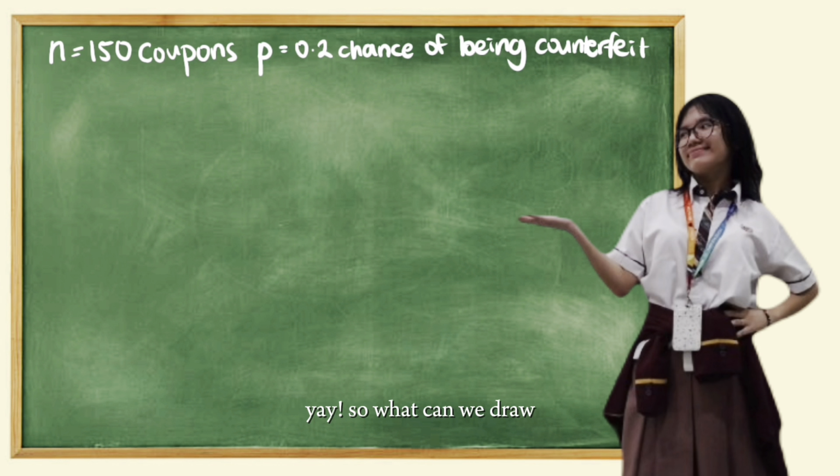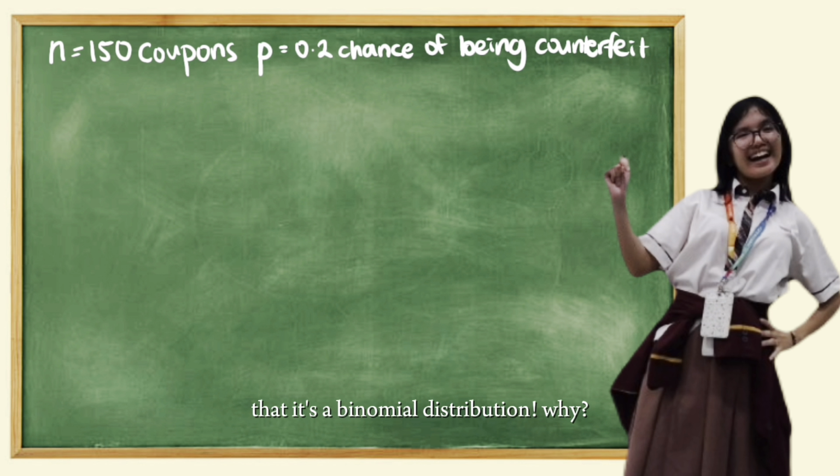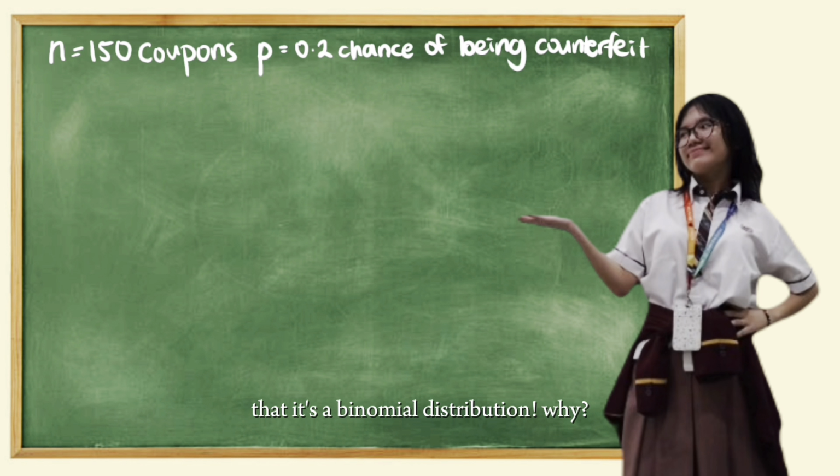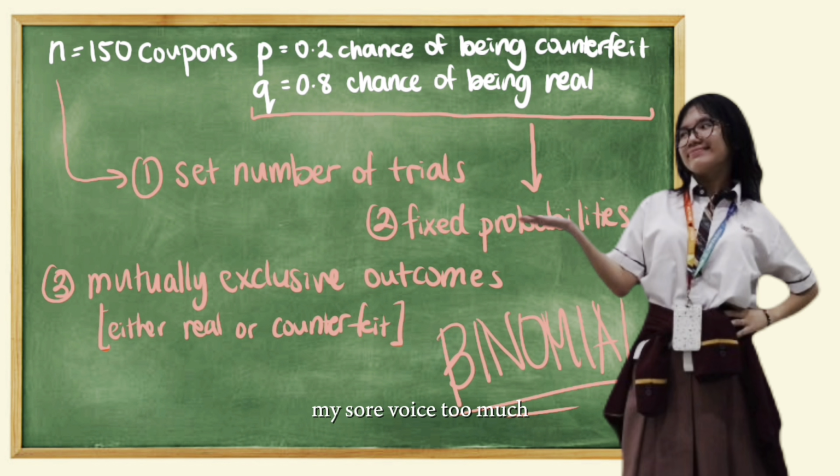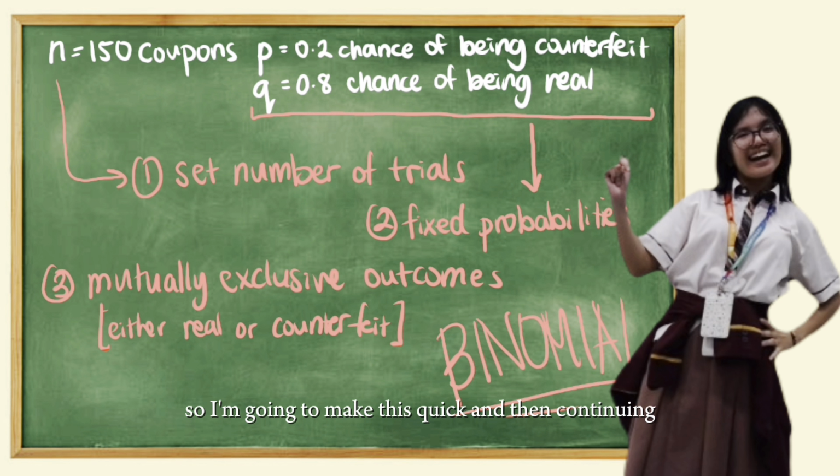Yay! So what can we draw from the data that we are given? What conclusion can we draw? That it's a binomial distribution. Why? Because there's a set number of trials and also the probability is given. I don't want to strain my sore voice too much, so I'm going to make this quick.